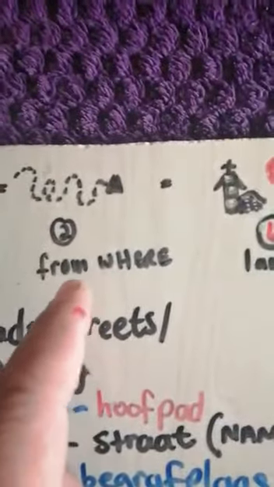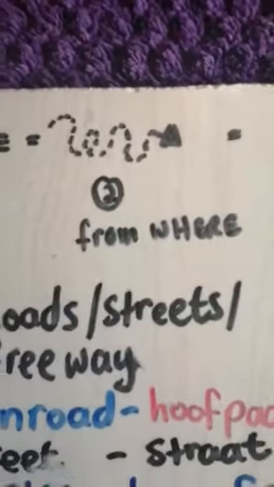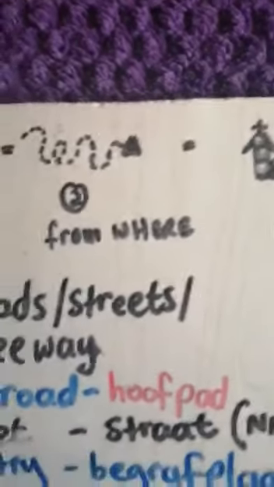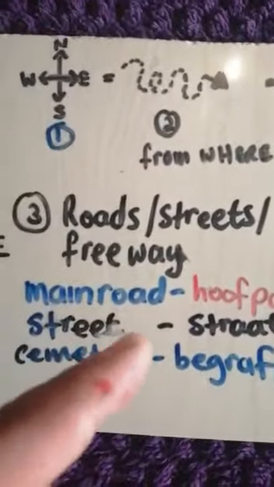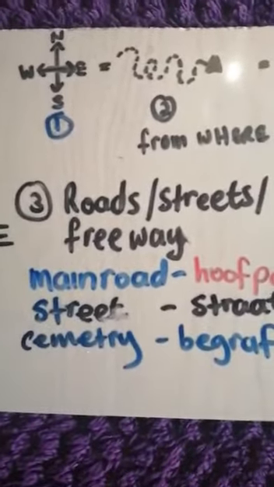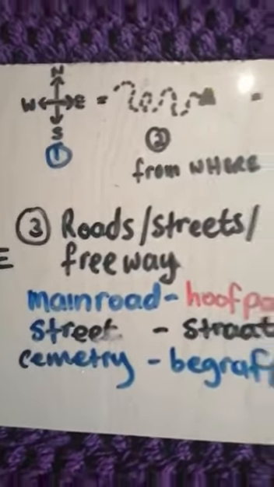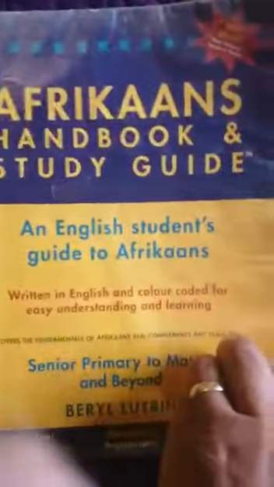And then the second one, from where our family member or whoever is traveling from, and from which direction we are giving directions, right? Then I've got number 3. We also take into consideration the spelling and the translation of the words. On page 108 in your study guide, you have City Life, Stadslewe. This is this book, right? So you get this book, then you go to page 108.